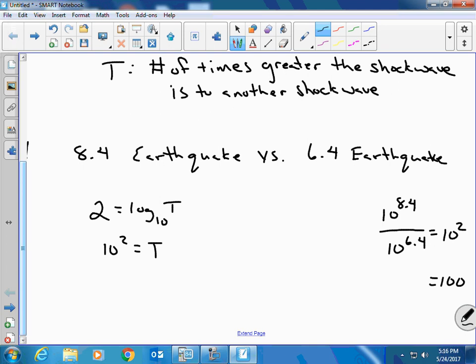If I switch forms, in order to solve a logarithm, I need to switch it into an exponential once it has the log all by itself. And so 10 squared is equal to T, and T, again, is 100 times greater. So an 8.4 earthquake is 100 times greater than a 6.4 earthquake. Okay, so that's just a simple place where you will see logarithms used. It's like in Richter scales.